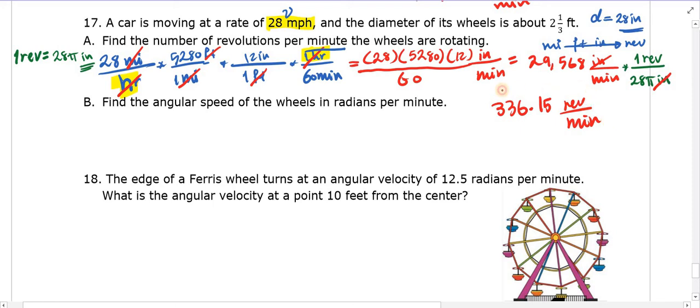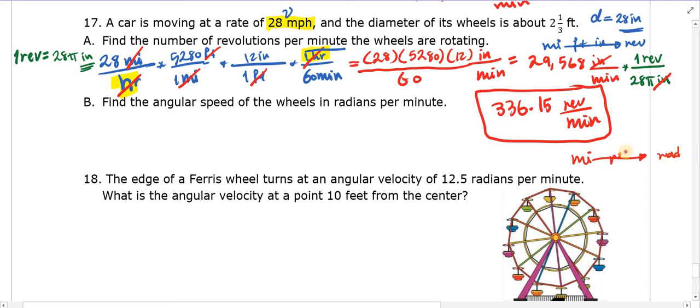Now that we have this in revolutions per minute, the second part is going to be easy because we just want to find the angular speed in terms of radians per minute. We know that converting from miles to radians can't happen right away. It's easier to convert to revolutions in the middle, and then we convert to radians, and we already did this part. So what do we have? We have 336.15 revolutions per minute, and we want to convert that into radians.